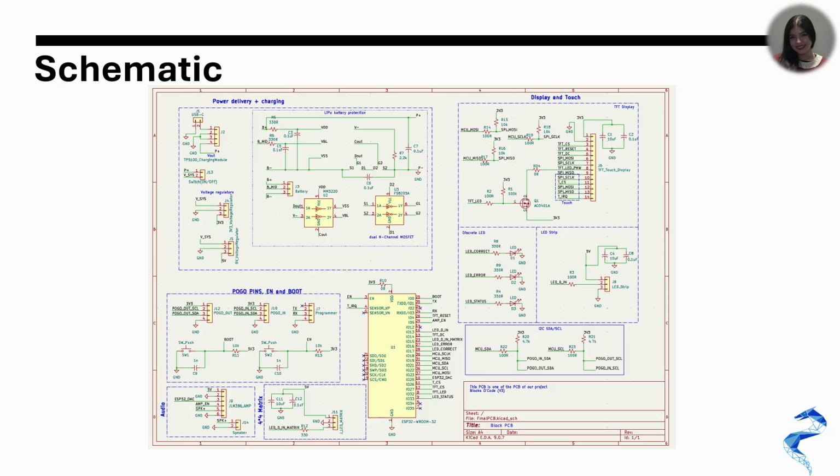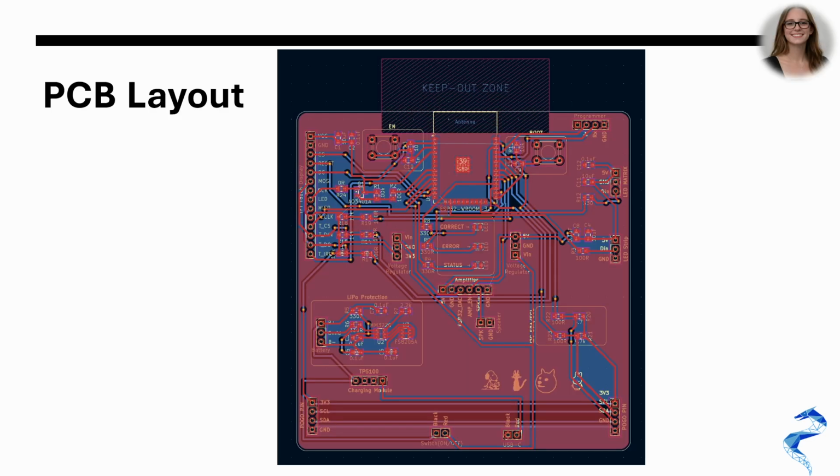Overall, this PCB integrates charging, protection, regulation, processing, audio, visual output, and modular expansion into one reliable embedded system. This is our PCB layout for blocks of code. We placed the ESP32 in the center to keep trace lengths short and routing balanced across all peripherals.